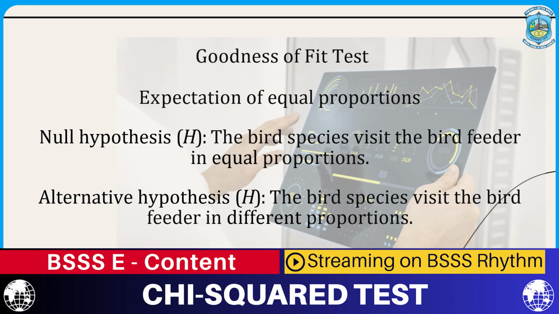So, when you are constructing the null hypothesis for a chi-square test, it should always be that there is no difference or the proportions are exactly equal.